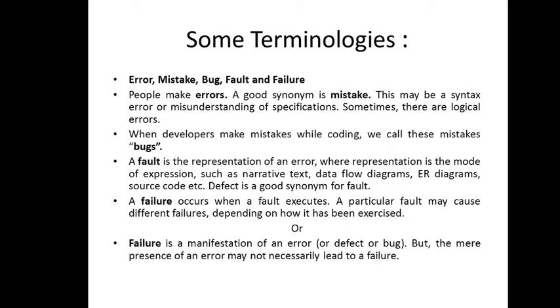Due to error, faults appear, and if we are not able to eliminate them, it leads to a failure that will be rendered useless. So failure occurs when a fault executes. A particular fault may cause different failures depending upon how it has been exercised. A failure is a manifestation of an error or defect or a bug, but the mere presence of an error may not necessarily lead to failure. That depends upon the criticality, which type of error or fault is present in the system. So it may lead to failure or it may not.